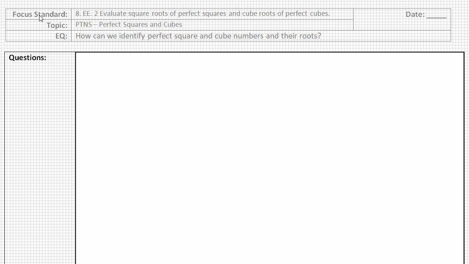For today's lesson, our focus standard comes from Grade 8 Expressions and Equations, Standard 2. Evaluate square roots of perfect squares and cube roots of perfect cubes. So our topic today, coming from Pythagorean theorem in the number system, is perfect squares and cubes. Our essential question is, how can we identify perfect square and cube numbers and their roots?